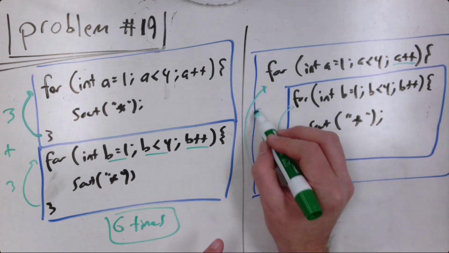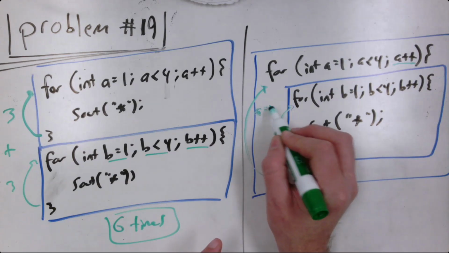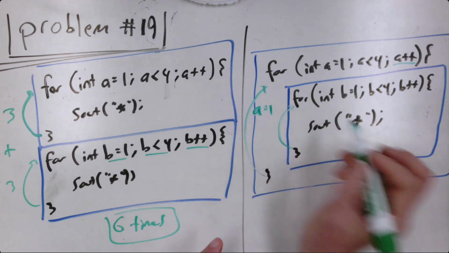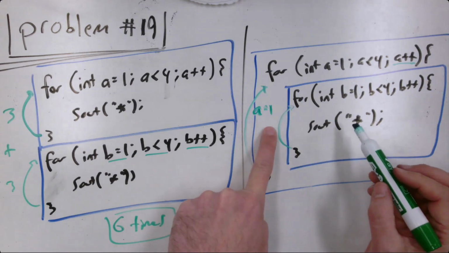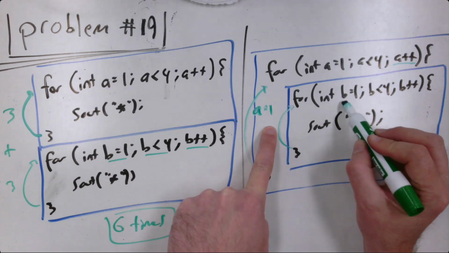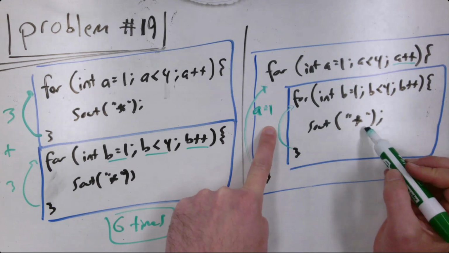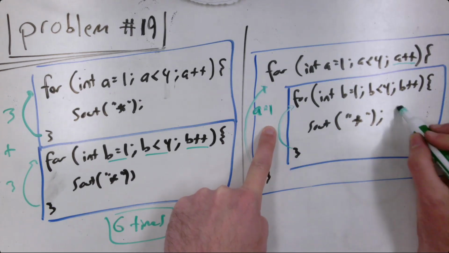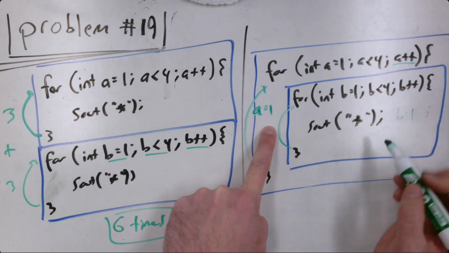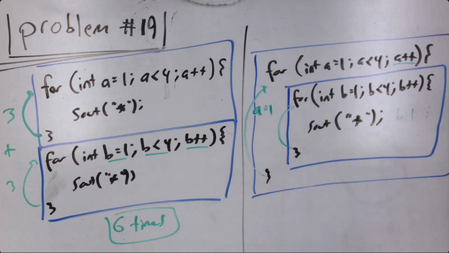So right now, A equals 1. We're tracing it right now. So A equals 1. And now as long as A equals 1, we're going to initialize B to 1. We ask, is B less than 4? The answer is yes. And so we display a star. So let's keep track of B. So B is 1 right now. We displayed star.